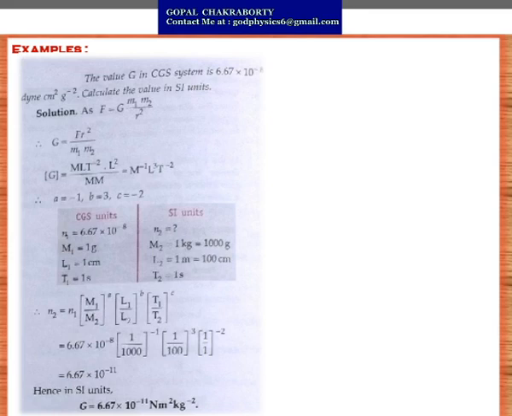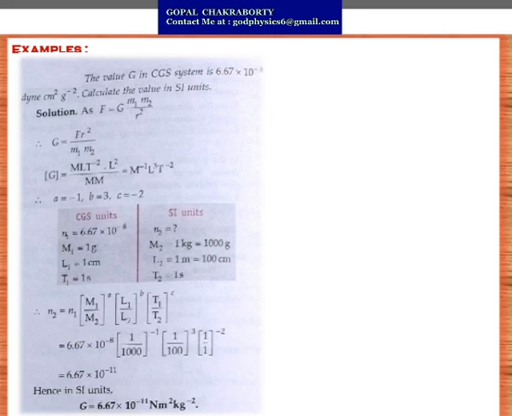As you know, in CGS unit the value of n1 is 6.67 × 10 to the power minus 8, M1 is 1 gram, L1 is 1 centimeter, T1 is 1 second. The n2 value is what you are asked to find out. M2 is 1 kg, that is 1000 gram, L2 is 1 meter, that is 100 centimeter, and T2 is 1 second. Using the same formula, n2 equals n1 into M1 by M2 whole to the power a, L1 by L2 whole to the power b, and T1 by T2 whole to the power c. Substituting the values of M1, M2, L1, L2, T1, T2, you will get n2 equals 6.67 × 10 to the power minus 11.